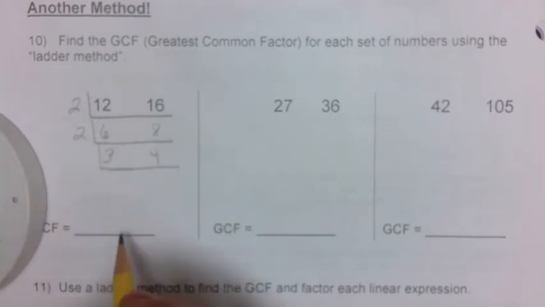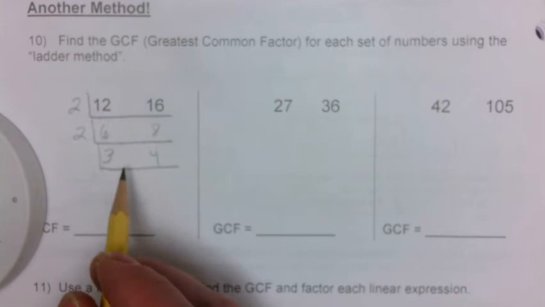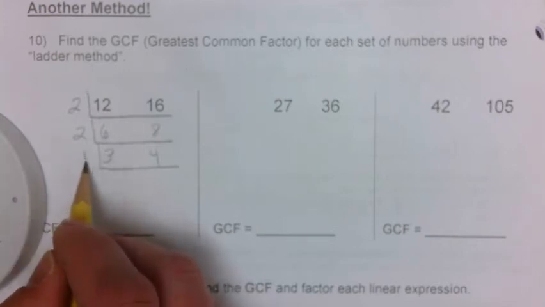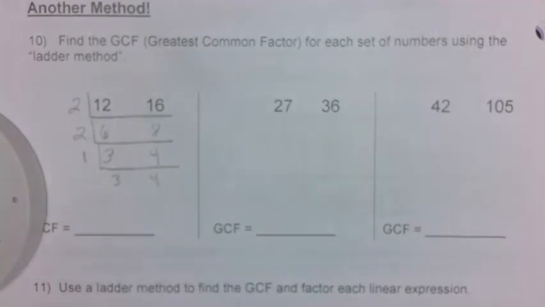Now I'll do the same thing with the numbers 3 and 4. I'm looking at those and thinking, do they have anything in common? Well, they actually do, but it's the number 1. And when you divide these numbers by 1, they're not going to change. So I'm going to have my 3 and my 4 again. So this tells me that I've taken out all of the common factors.